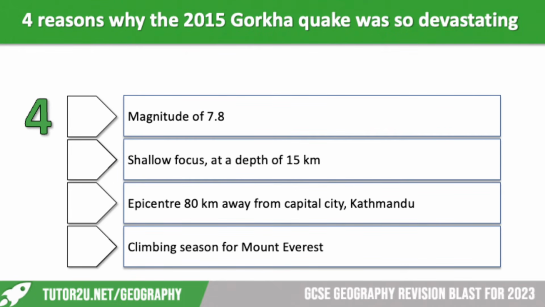The 4 reasons why the Gorkha quake was so devastating. So it had a magnitude of 7.8, so anything over 6 does generally result in loss of life, particularly if it's over 7, then that death toll will be high, which it was in this case. Shallow focus at a depth of 15 kilometres, so not much of that energy has been absorbed before it reaches the Earth's surface.